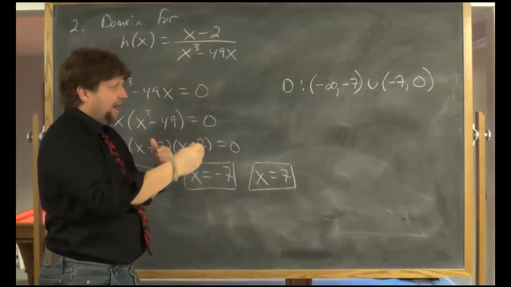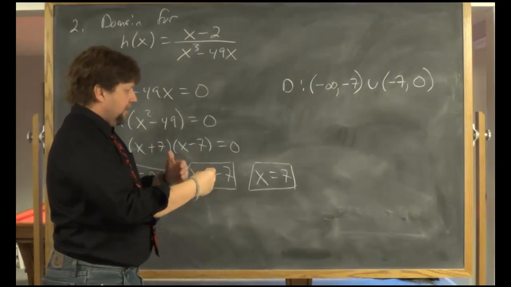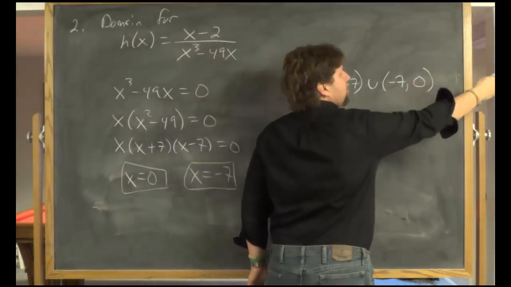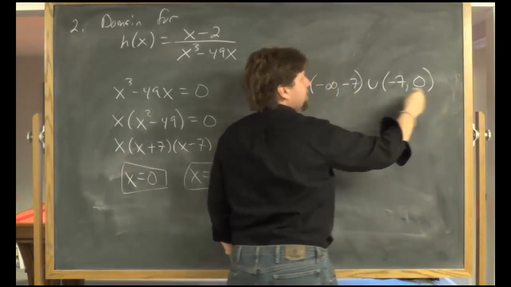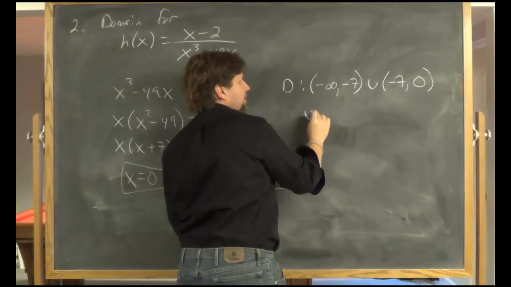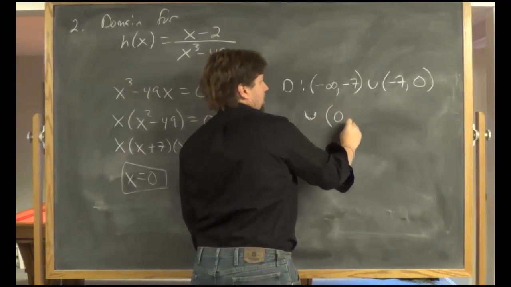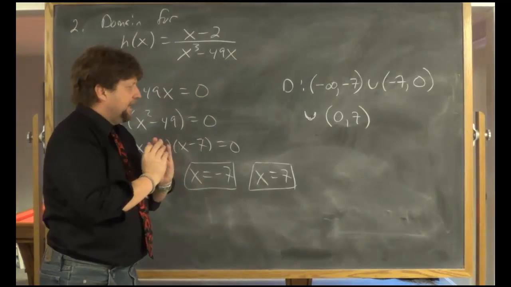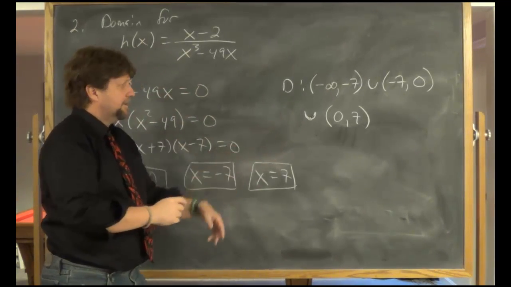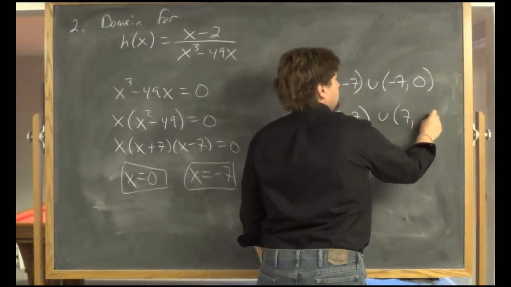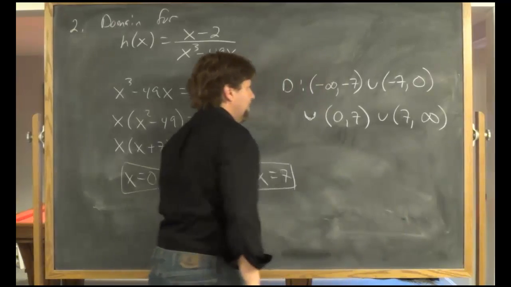Now we can pick any positive number from 0 up to 7, can't include 7. And I've run out of room on my chalkboard to keep going this way, so let me string it down here. Union with 0 to 7. And then we can pick any number we want that's larger than 7. So that's finally written as union with 7 to infinity.